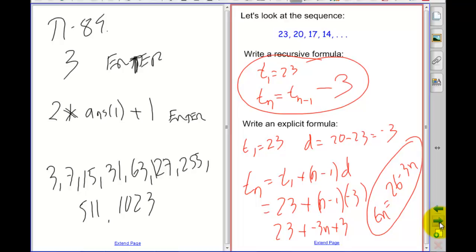Wait, but you said if you're trying to find the 100th term, why can't you put it in the first one? T of that would be 100. Right, but T sub 100 would be T sub 99 minus 3. You'd have to get to the 99th term. What are we doing with that -3 in the recursive form? That means subtract 3. Take the previous term and subtract 3 from it. Oh, okay. That's what's going on up here, right? So if you want to find T sub 10, or a high number, you would use the explicit formula? Yes, that'd be easier.